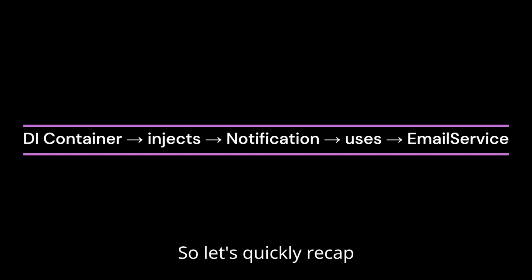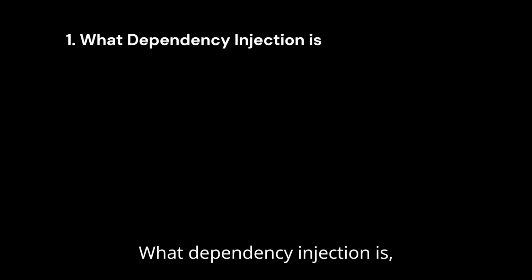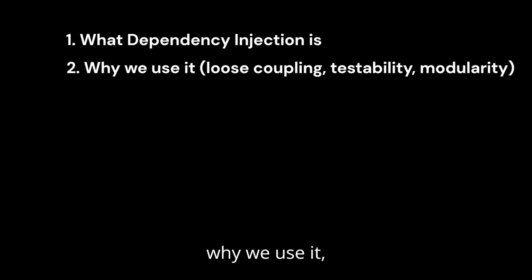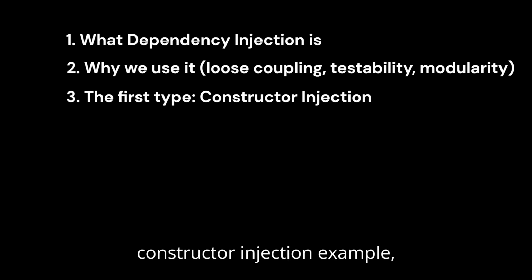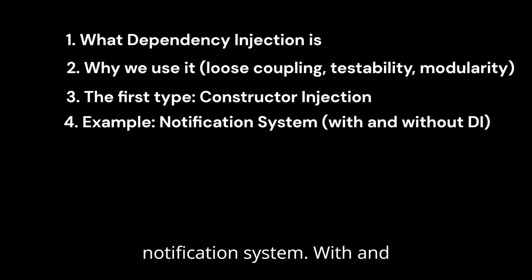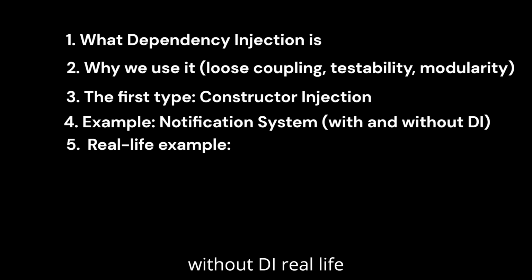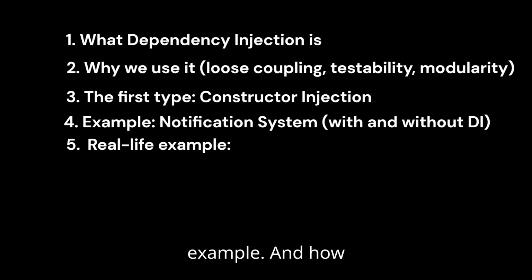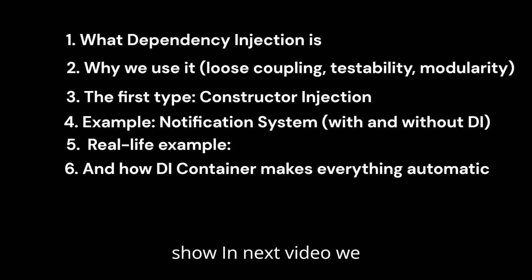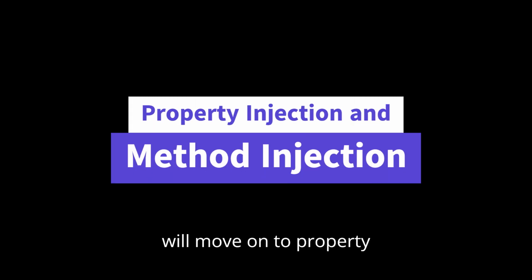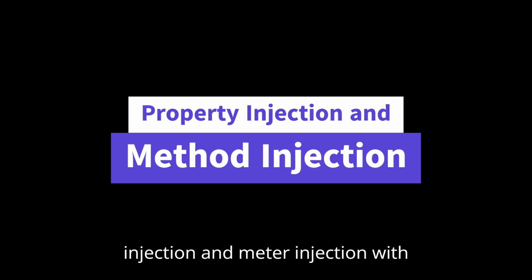So let's quickly recap what we learned today. What dependency injection is, why we use it: loose coupling, testability, and modularity. The first type, constructor injection, example, notification system with and without DI. Real life example, and how the DI container makes everything automatic. So in the next video we will move on to property injection and method injection with more examples and interview tips.